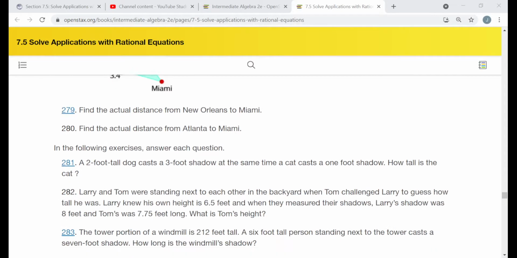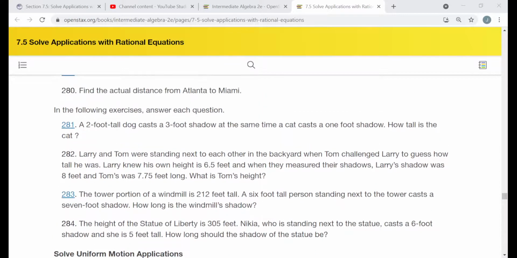Next question. Now, example 7, exercise 281, and I'll draw some pictures to go along with these. When I draw the pictures, hopefully you'll see the similar triangles, triangles with the same angles, same shape, but different sizes. So we have a 2-foot tall dog casting a 3-foot shadow. At the same time, a cat casts a 1-foot shadow. How tall is the cat?